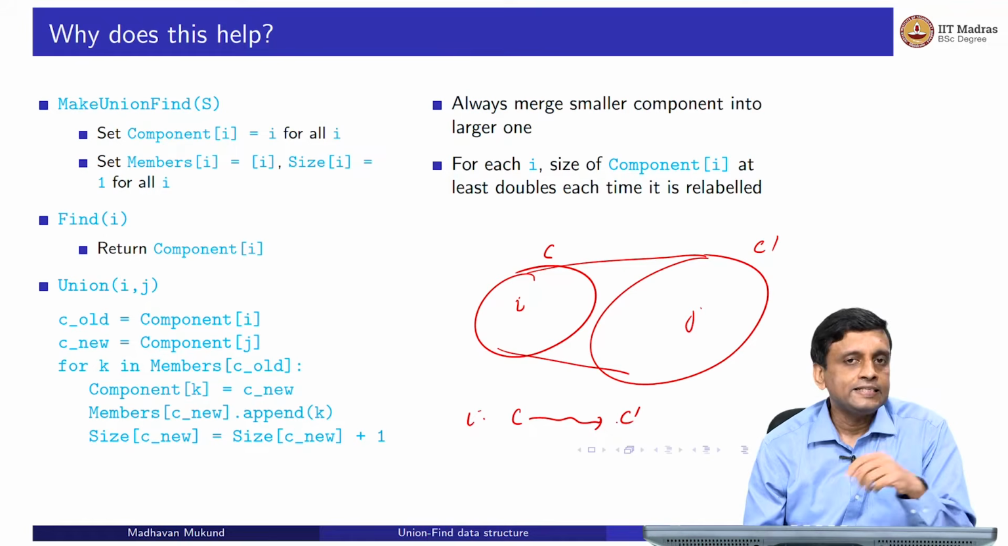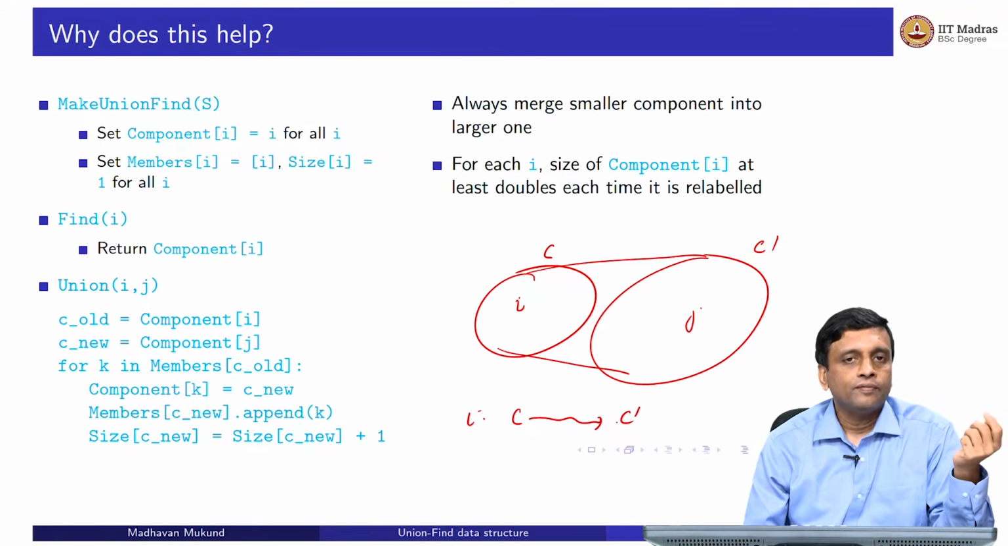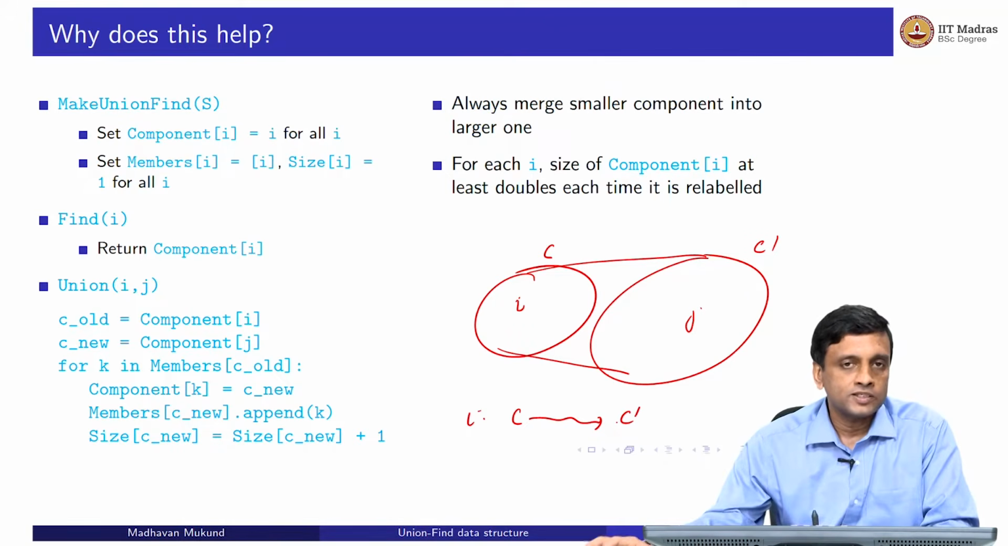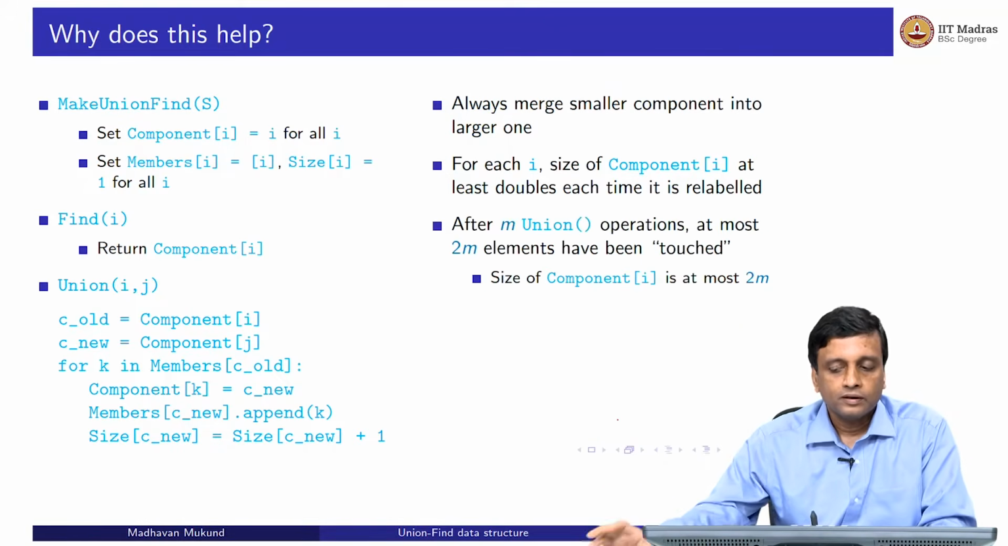Okay. So basically each time I relabel, the component of i moves to a set which is twice as big as it was before, at least twice as big, could be even bigger.